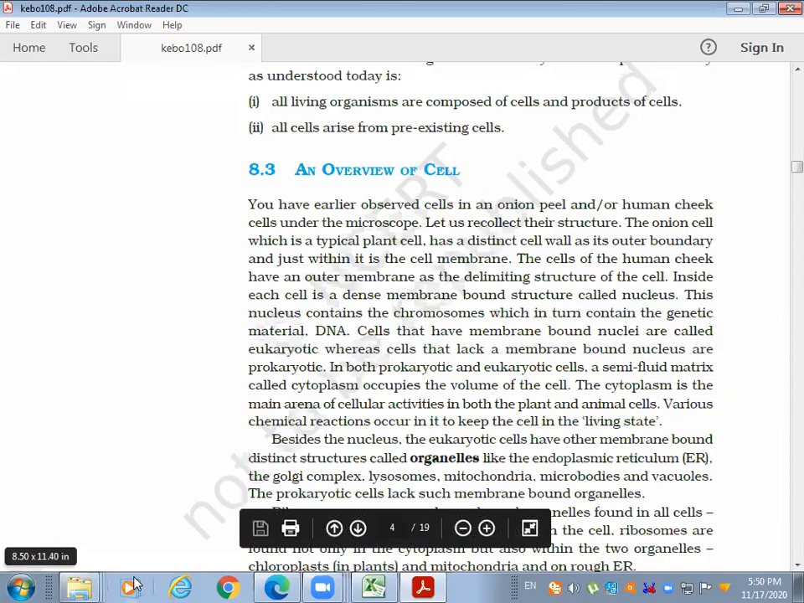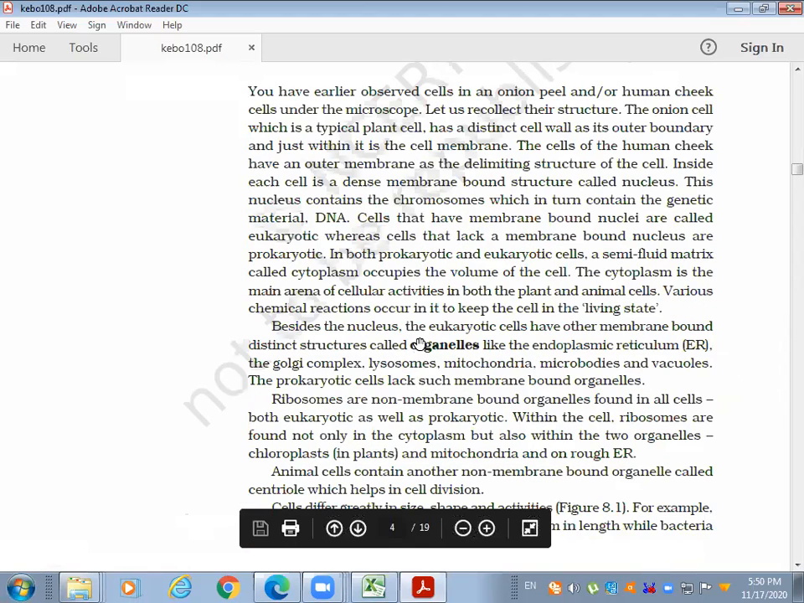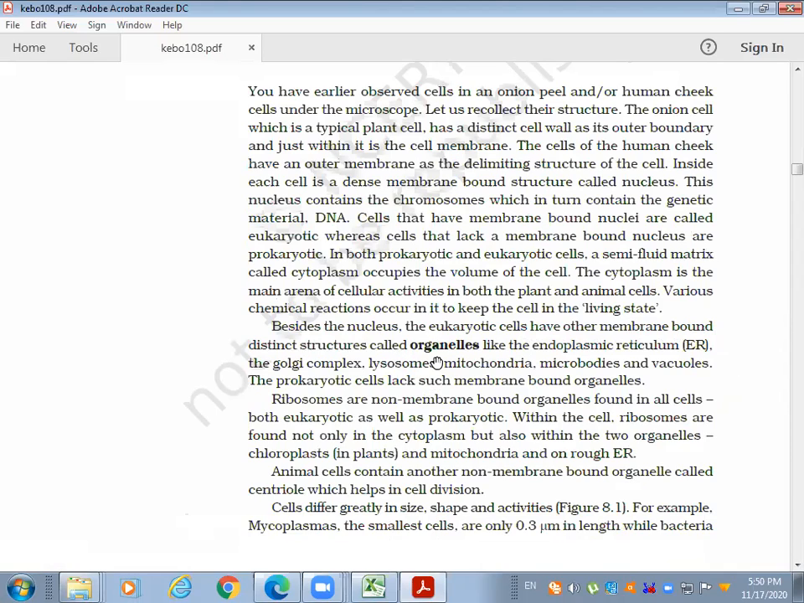Besides the nucleus, the eukaryotic cells have other membrane bound distinct structures called organelles, like the endoplasmic reticulum, the Golgi complex, lysosomes, mitochondria, microbodies, and vacuoles. The prokaryotic cells lack such membrane bound organelles.